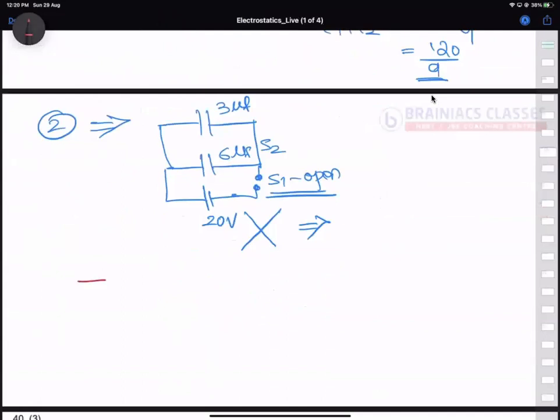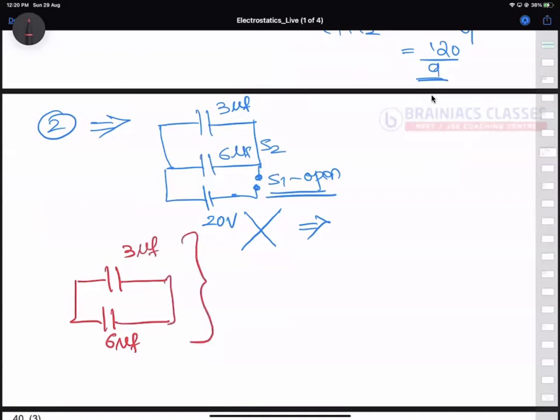I am saying we have a 3 microfarad capacitor and a 6 microfarad capacitor. So 3 microfarad and 6 microfarad, the two capacitances will be here. Let me raise this one. And we have 3 microfarad and 6 microfarad. This capacitor total voltage is 120 divided by 9 volt.